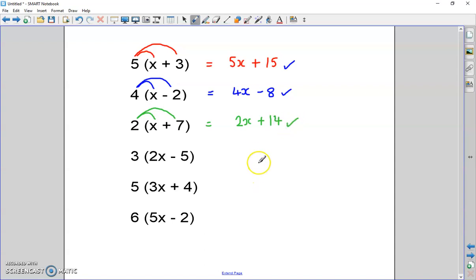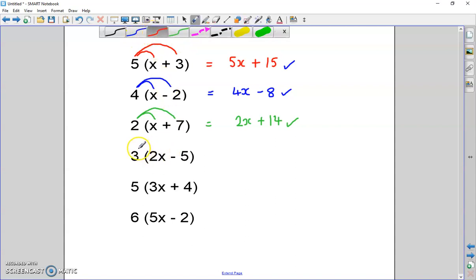14. Again, don't try to make that into 16 or something like that. It doesn't work like that, okay? This one's got x's in and this one doesn't. These two can't be put together. You can't simplify.